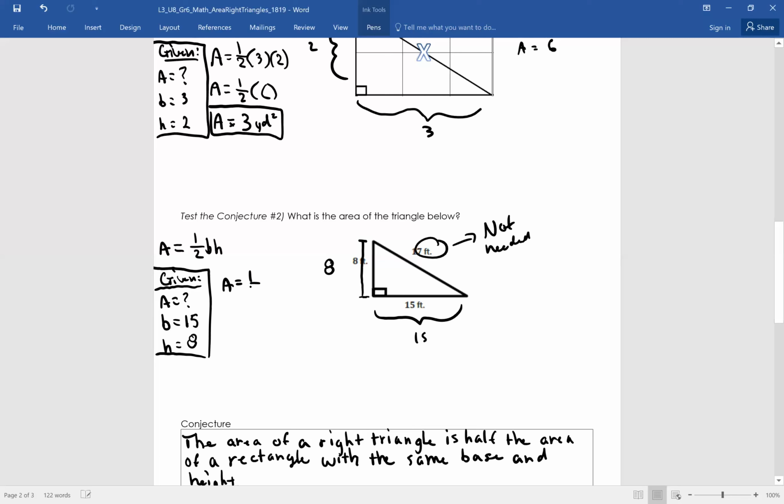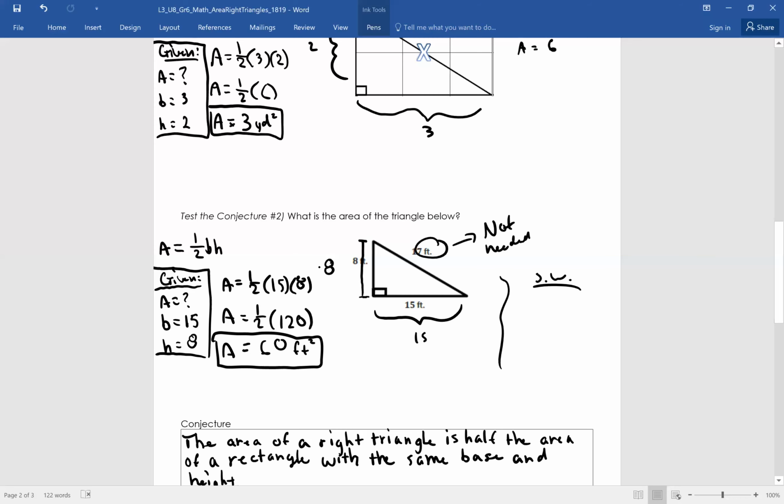A is equal to 1/2 times 15 times 8. Now, where can you do your side work? You have enough space right here to figure out what 15 times 8 is. I'm going to say that 15 times 8 is 120, but 120 is not the answer because we still have to multiply by 1/2, which is taking half of 120, which will give me 60 feet squared.